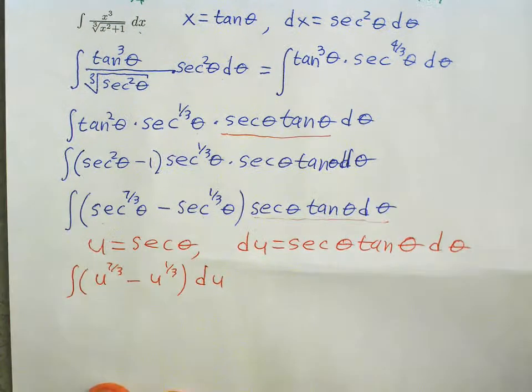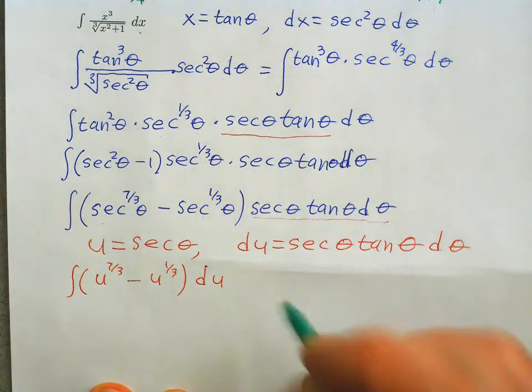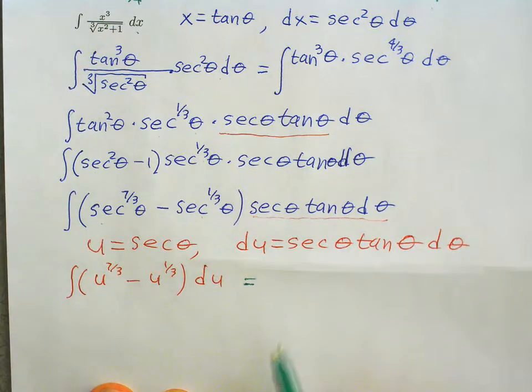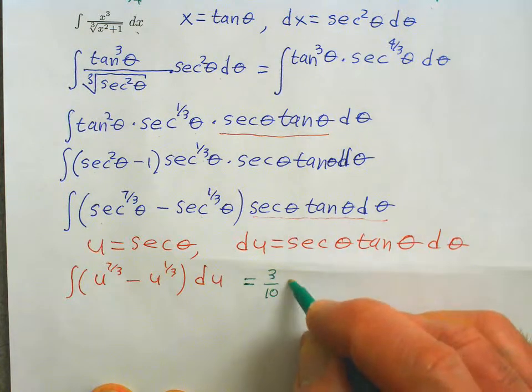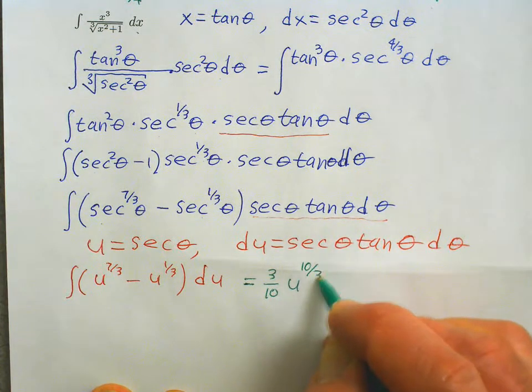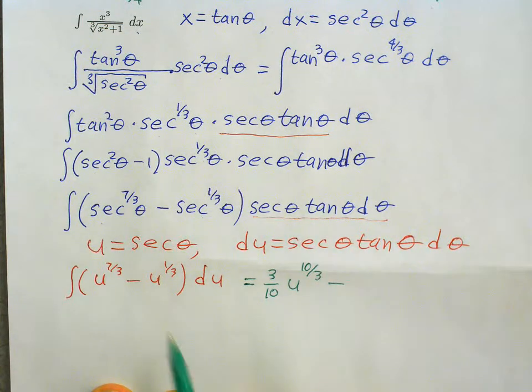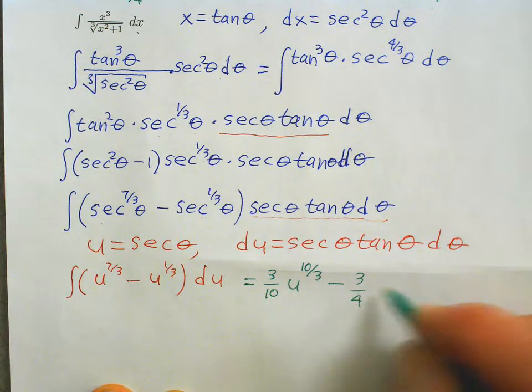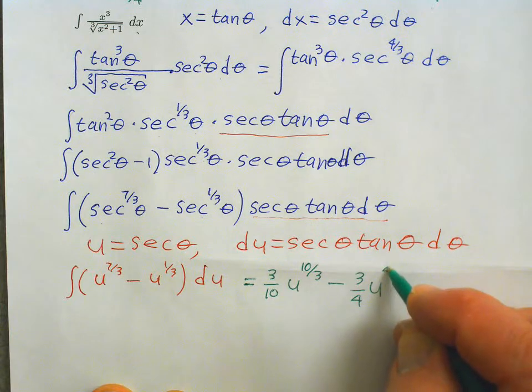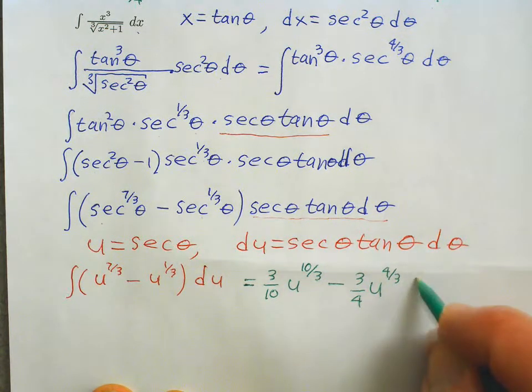So this is a simple indefinite integral to evaluate. We add 1 to 7/3 and divide by the same number, so we're going to get 3/10 u to the 10/3. And then for the antiderivative of u to the 1/3, we're going to get minus 3/4 times u to the 4/3, and then plus a constant.